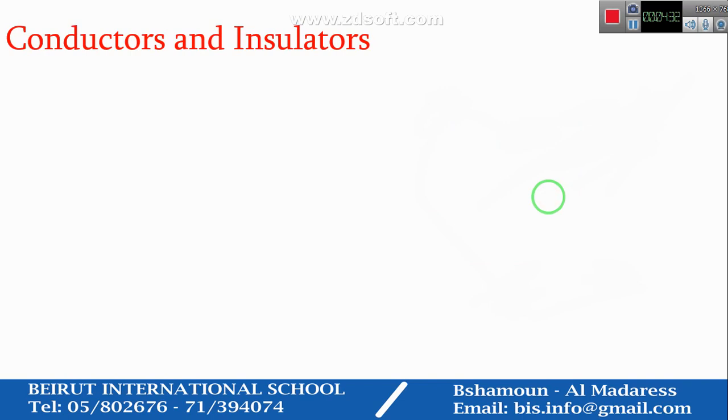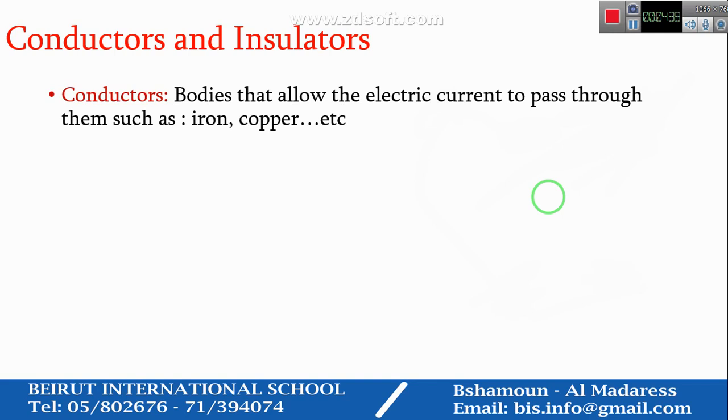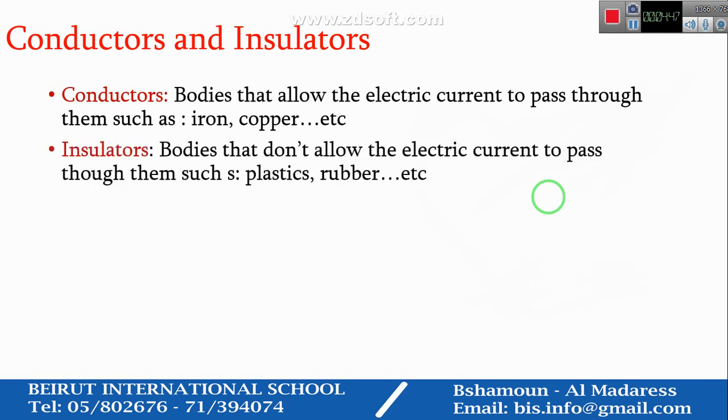The last idea we are going to talk about today is the conductors and insulators. As we said before, conductors are the materials that allow the electric current to pass through them, such as metals like iron and copper, while insulators are the materials or the bodies that do not allow the electric current to pass through them. For an example, plastic, rubber, wood, and etc.